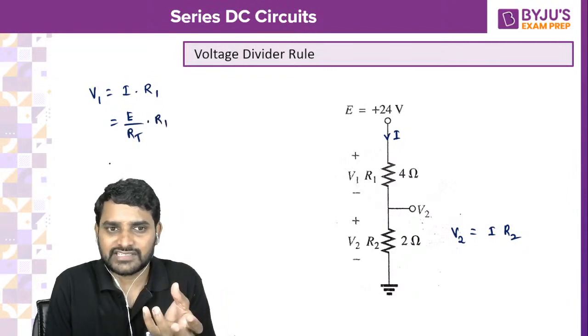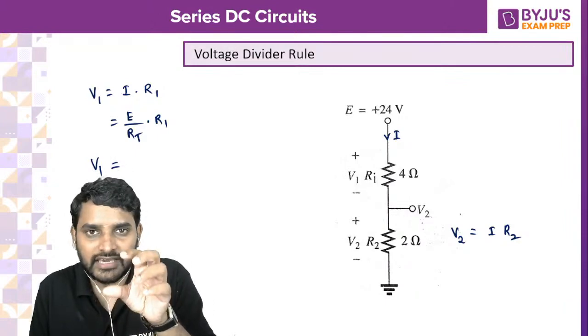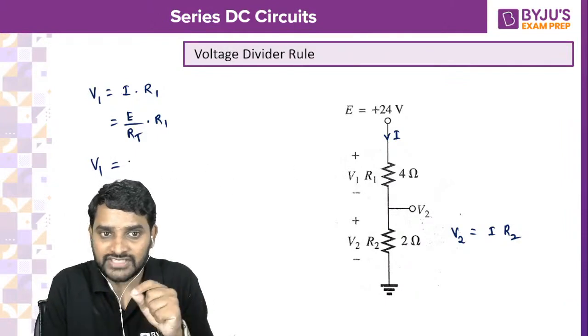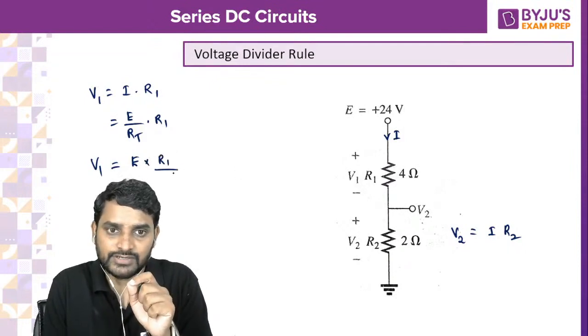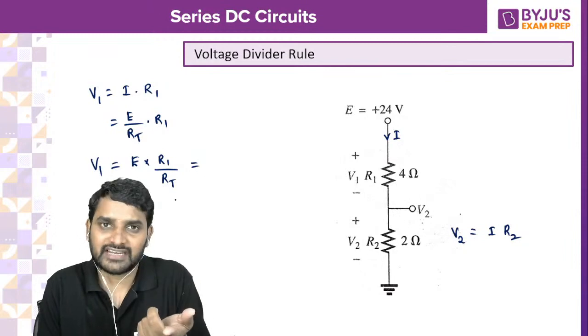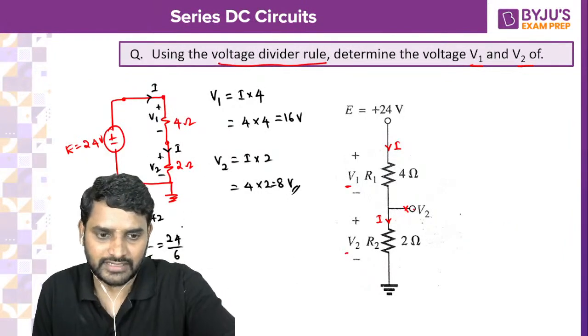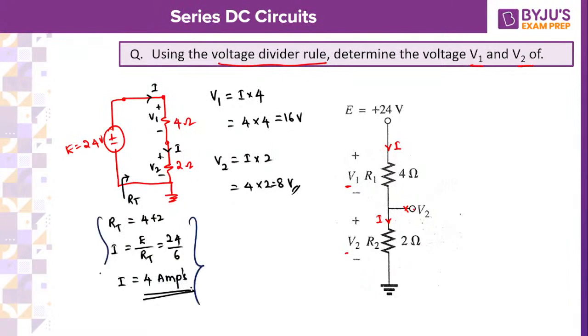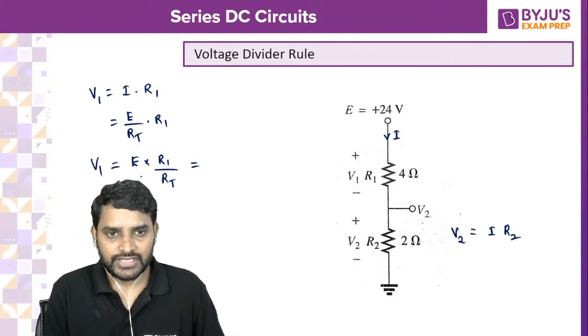So we write like this: when you want any resistance voltage drop, it is supply voltage into that resistance divided by total resistance. E divided by RT gives you the current only, which is what we did in the previous example. E divided by RT, and we got current into resistance. So this is the voltage division rule.